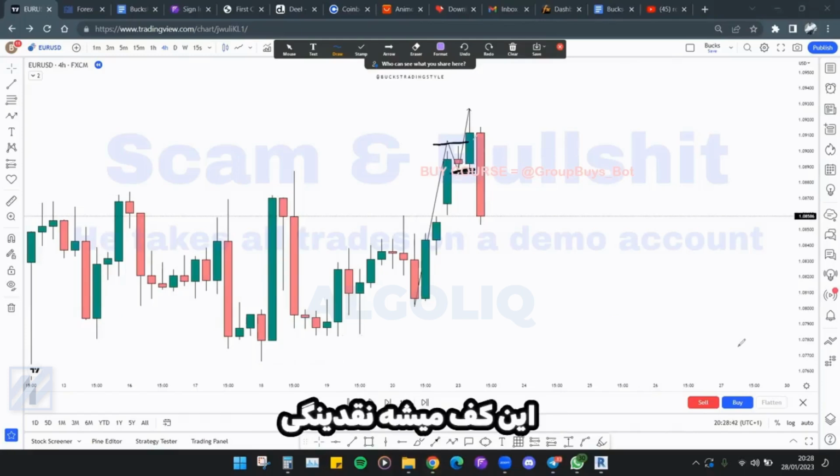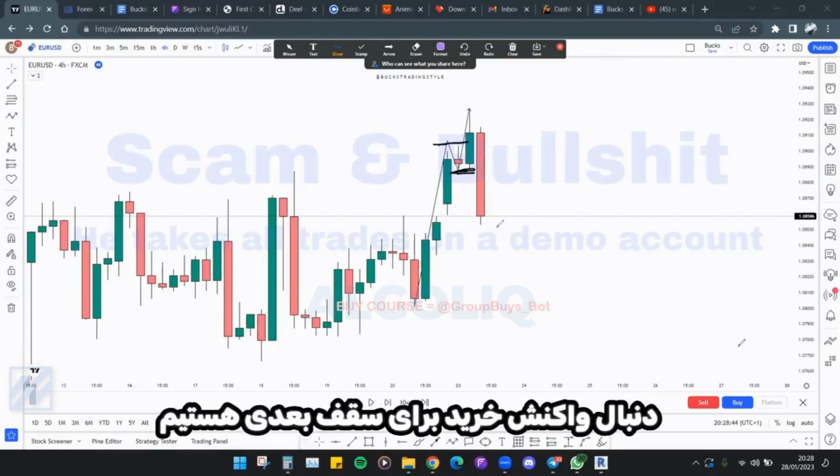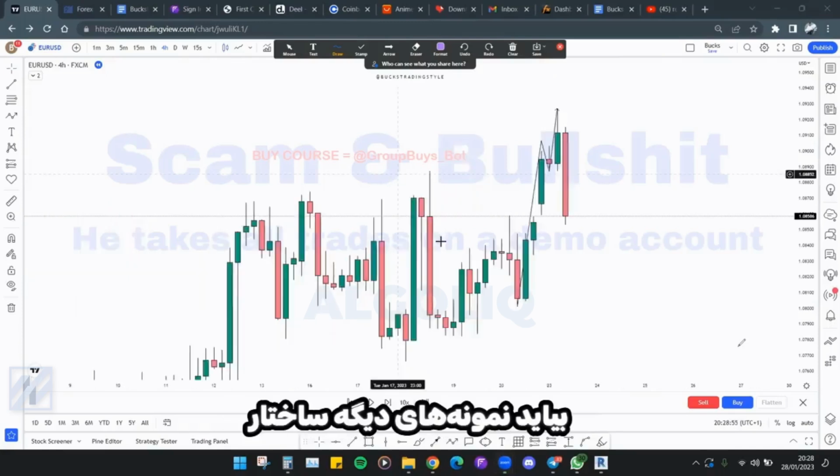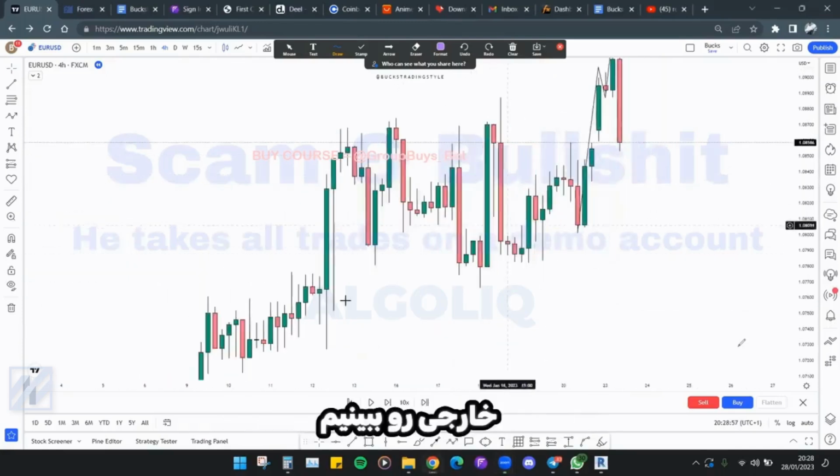This low becomes liquidity. So after the liquidity gets taken, now we want to see a reaction to buy, to go and target this next high, which is our liquidity high. Okay. Do you understand why we do this? Good. So let's look at other examples of external structure.